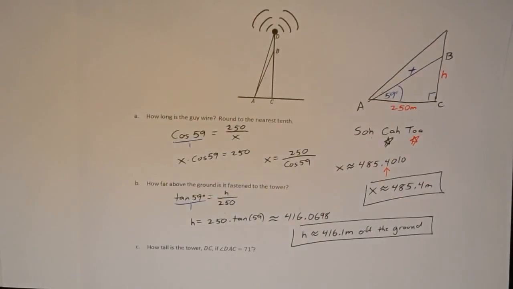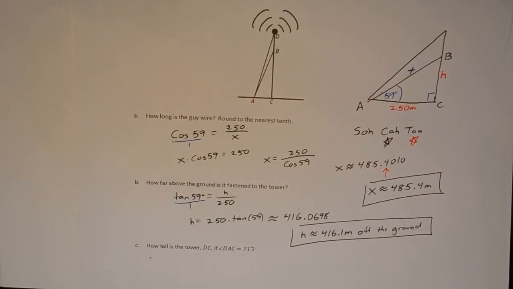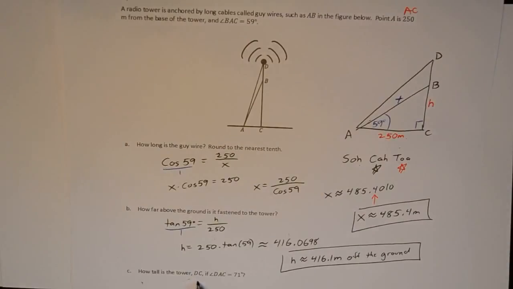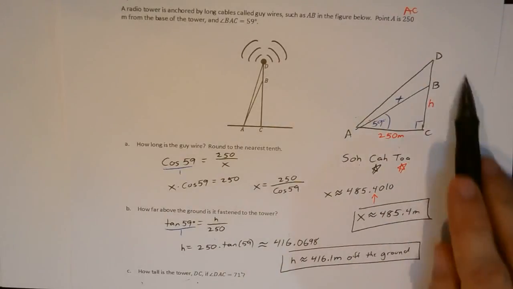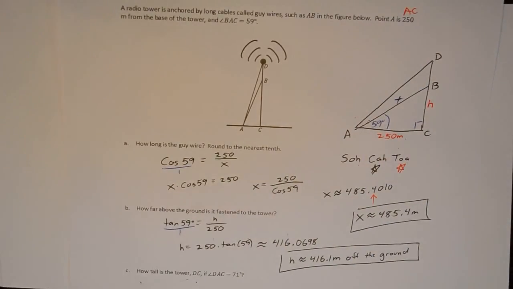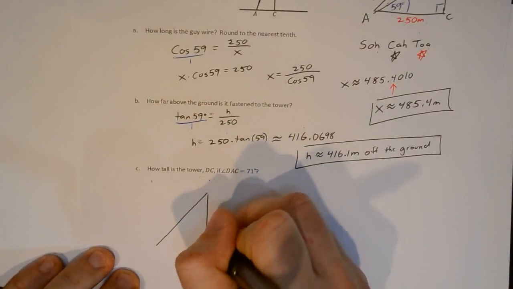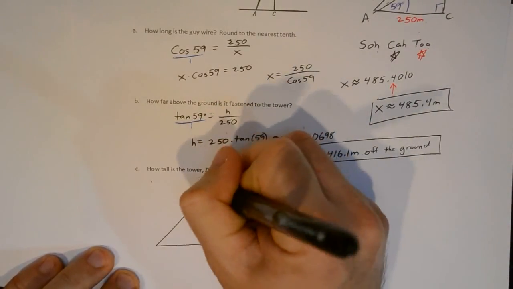And then the final question, how tall is the tower? All right, so DC, I never put a D on that picture. DC, if angle DAC is 71. So angle DAC 71. Well, I feel like I've pretty much used this picture up. It's getting a little bit cluttered, so I'm going to go ahead and redraw the picture. So really now I'm only thinking about this triangle, DAC.